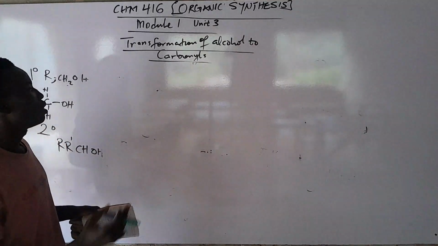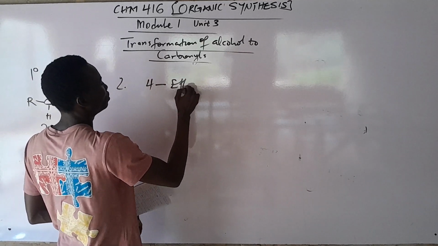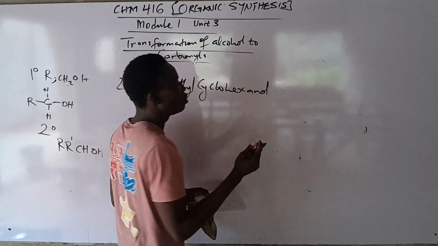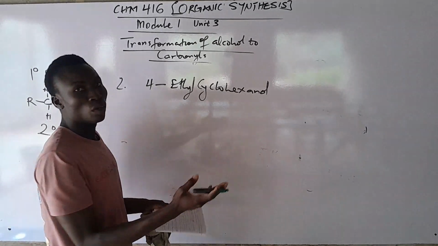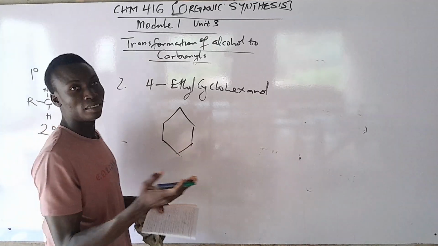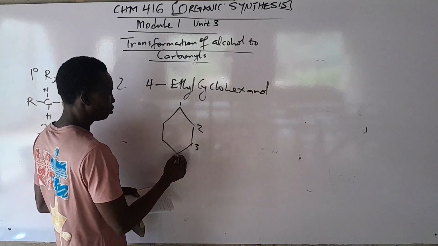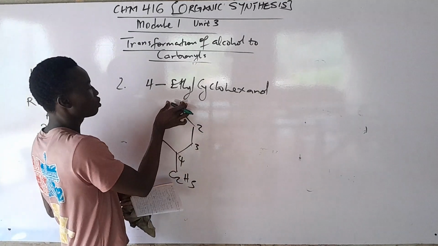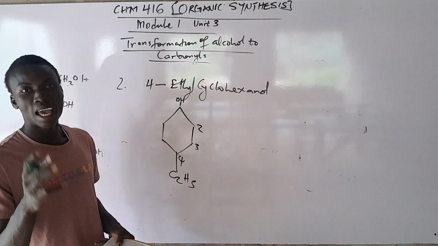Now here we go. For the 4-ethyl cyclohexanol, this is what we have. In case you want to get the structure of 4-ethyl cyclohexanol, you have to draw it like this. Then we have the ring, which is very important. You have to label it, 1, 2, 3, 4. So this is the position of the ethyl. Then at this particular position, we have the OH. This is the 4-ethyl cyclohexanol.